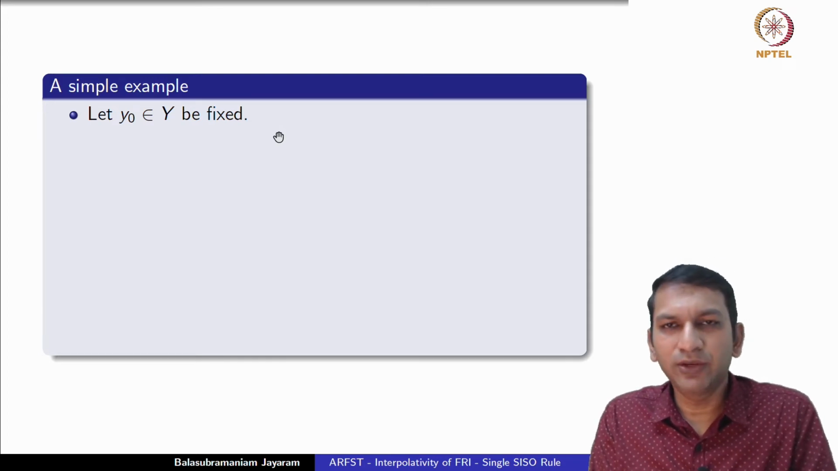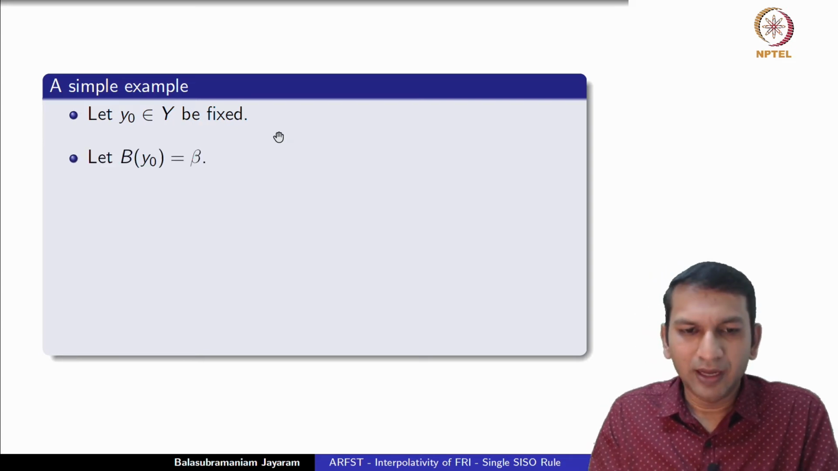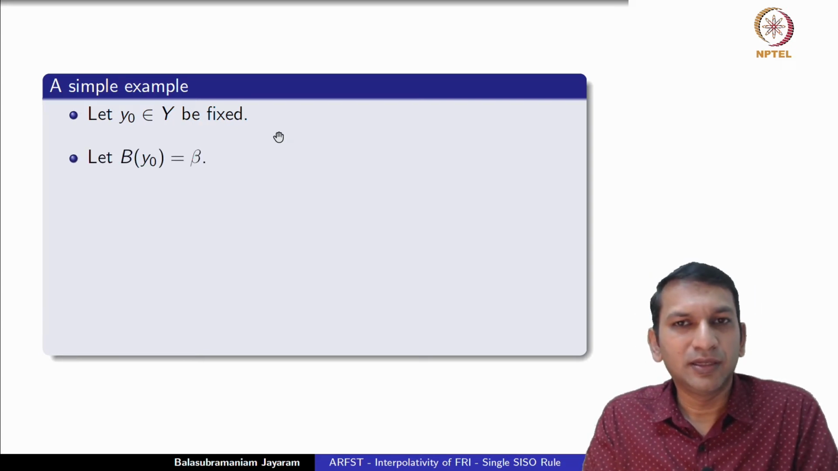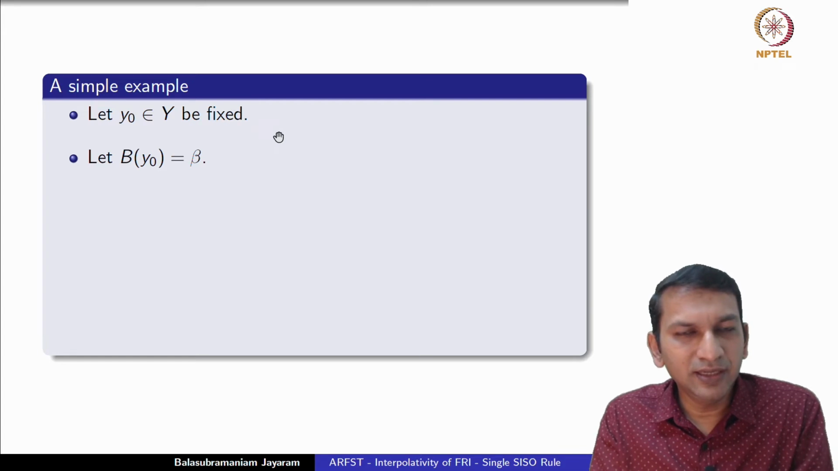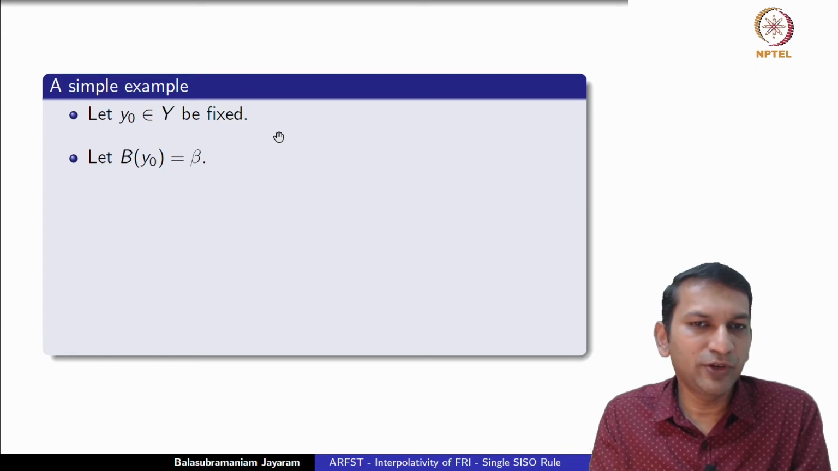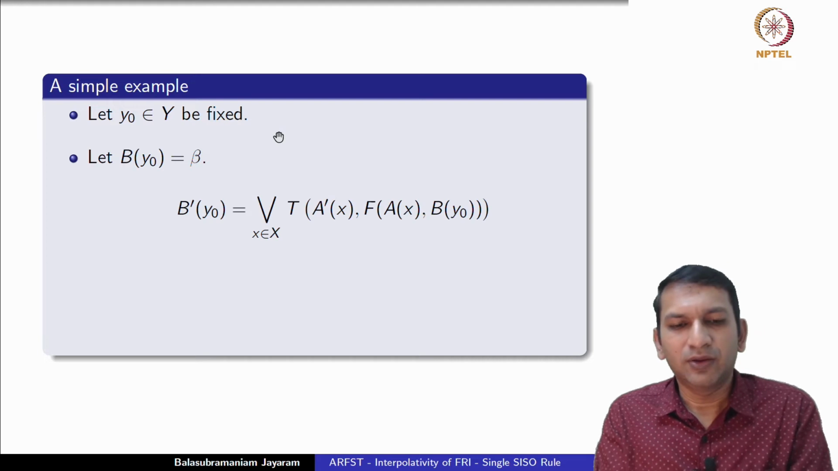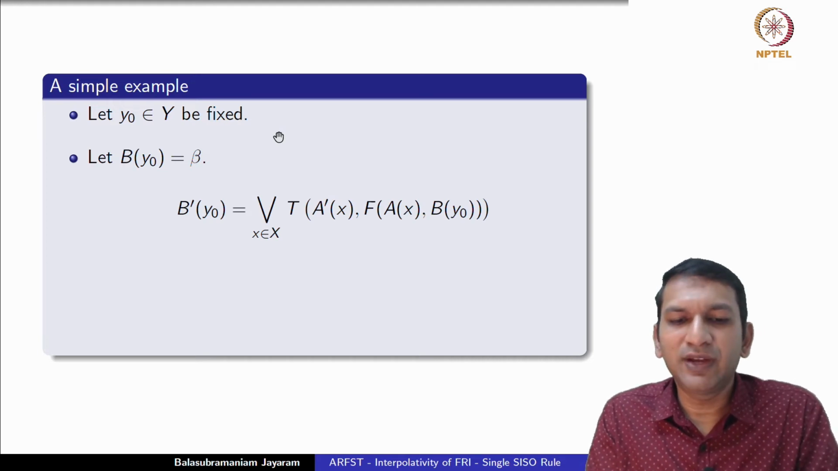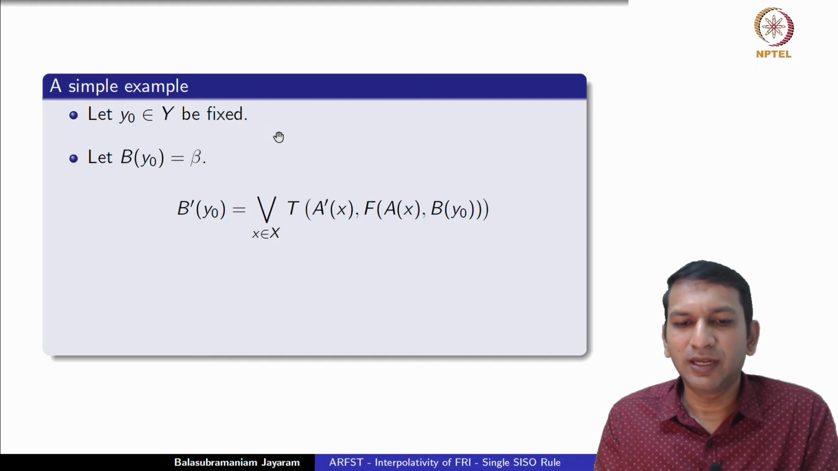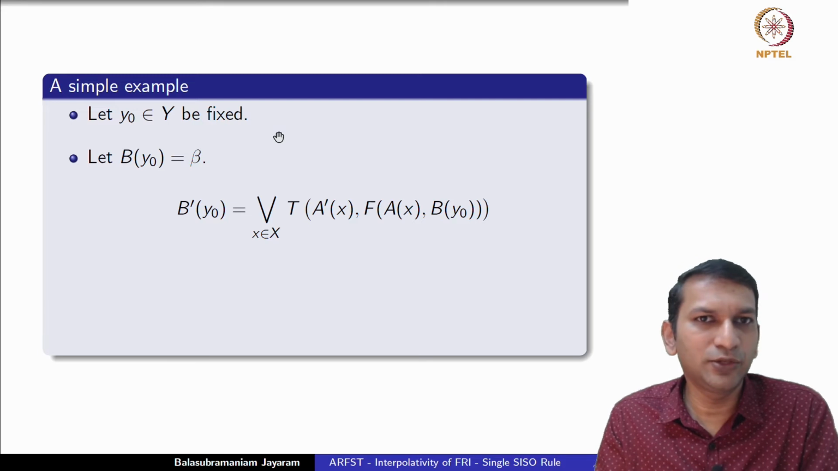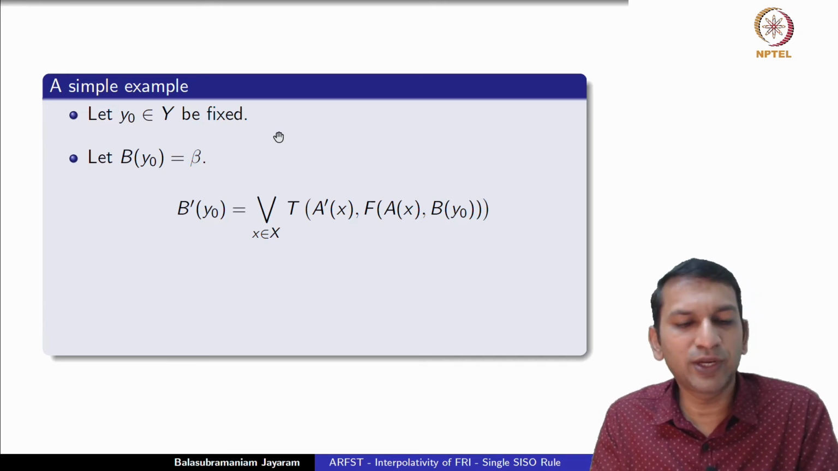Let's fix a y naught, an element of Y, and we are still in the single SISO rule case. Let's look at the membership value of y naught in B, the consequent of the rule that we are considering. Let's assume this to be beta. Now, B dash of y naught is in fact given as follows. So we fix y naught, it is the supremum over x. The running variable is x, it doesn't have anything to do with y, so we can fix this y to be y naught.